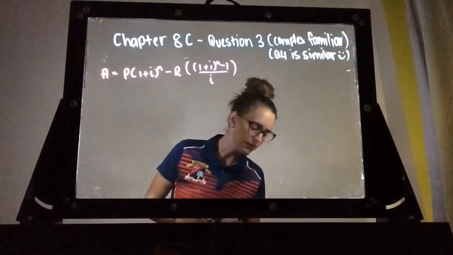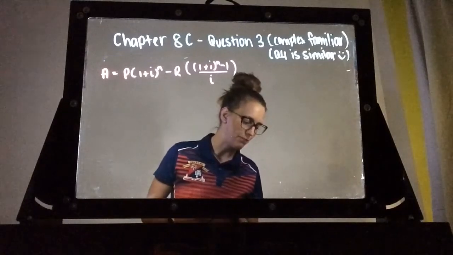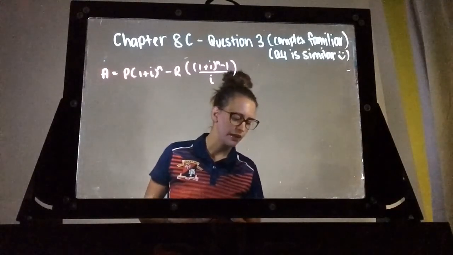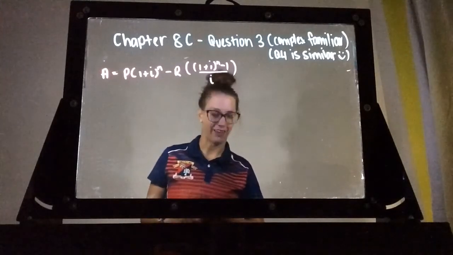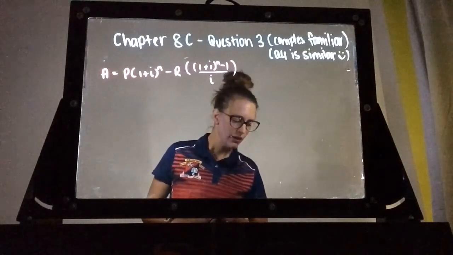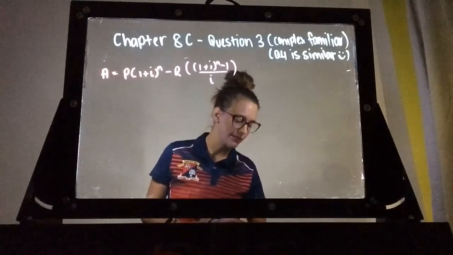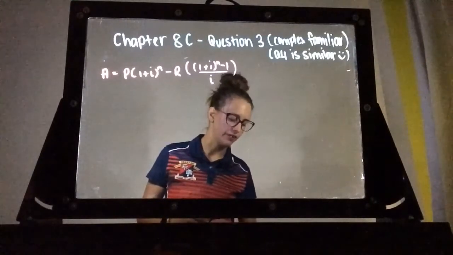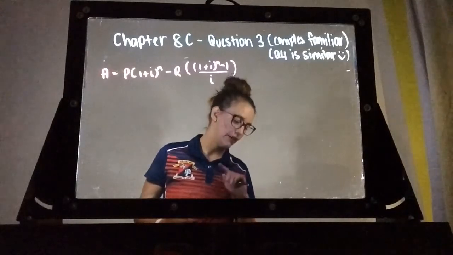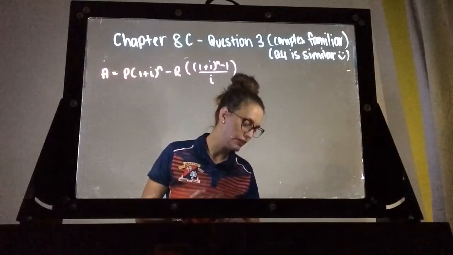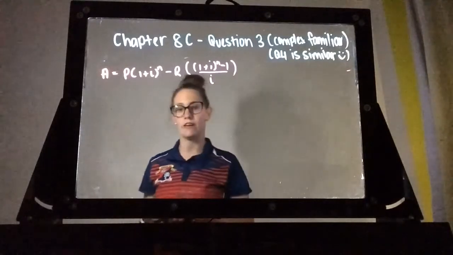It says a reducing balance loan of $90,000 is to be repaid with monthly repayments. Interest on this loan will be charged at a rate of 11%, compounding monthly. The loan will be repaid over 30 years, so 30 times 12 is 360. Determine the repayment amount and then work out the balance of the loan after 4 years.